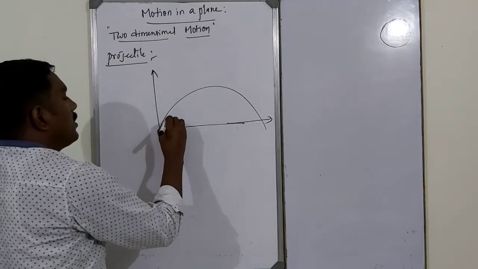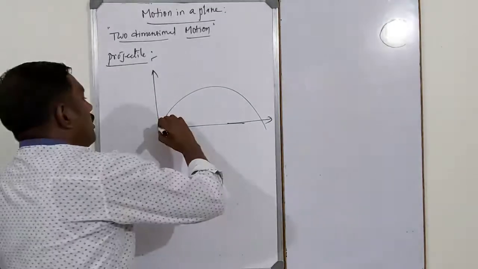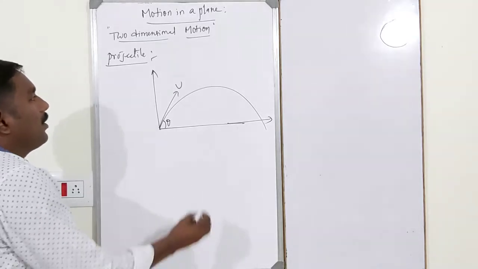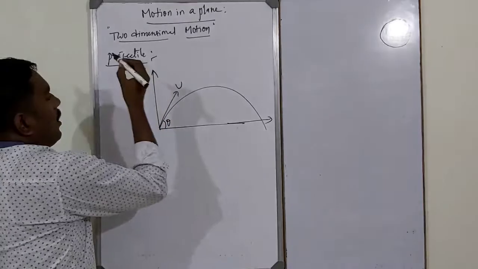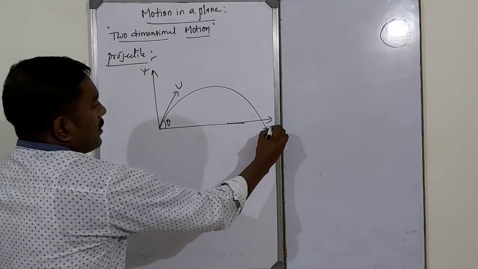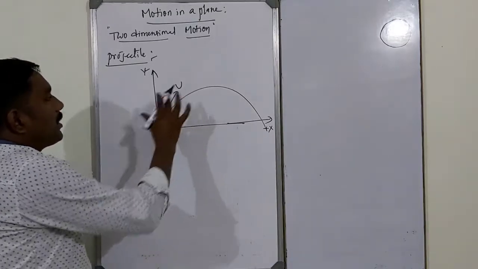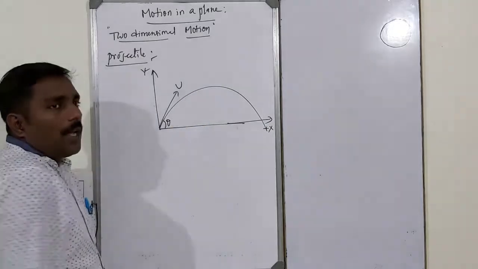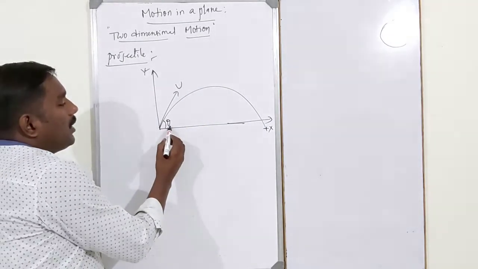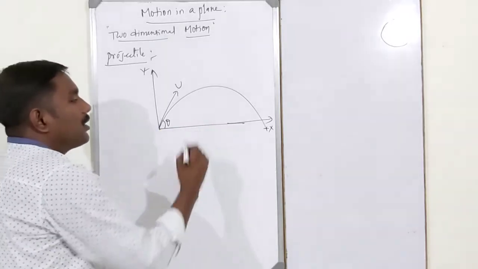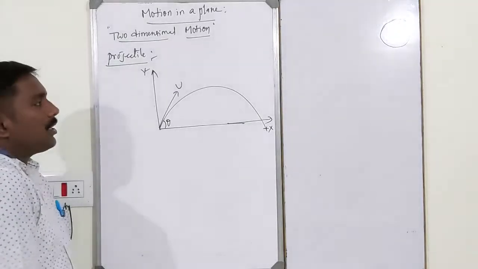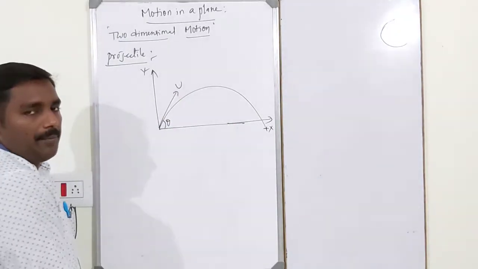Projectile motion like this. Theta is the angle of projection and u is the velocity of projection. This is the y-axis and this is the x-axis. Theta is the angle made by the projectile with the horizontal. So this is called projectile motion. That is two-dimensional motion, x and y.